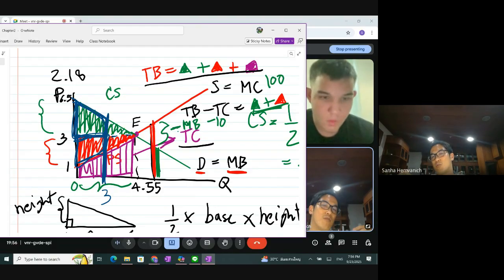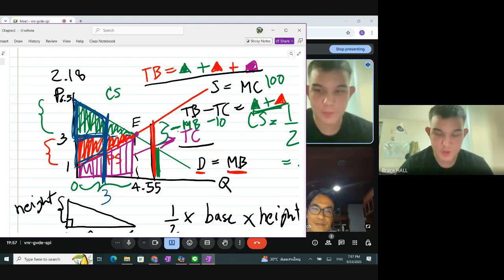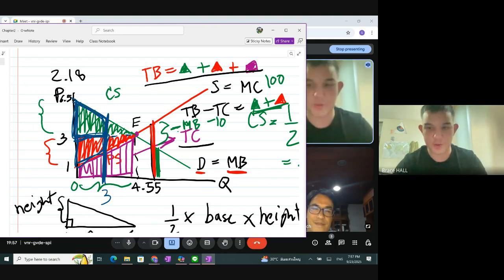But then when we reach E, where you produce like 4.5 units of Q, that's it. That is the last point you can stop, because more than this, you start reducing the welfare. So marginal cost and marginal benefit are just calculated using consumer surplus and producer surplus. That's how you find it.